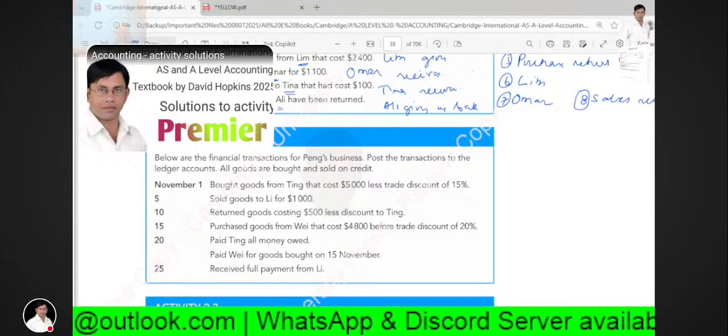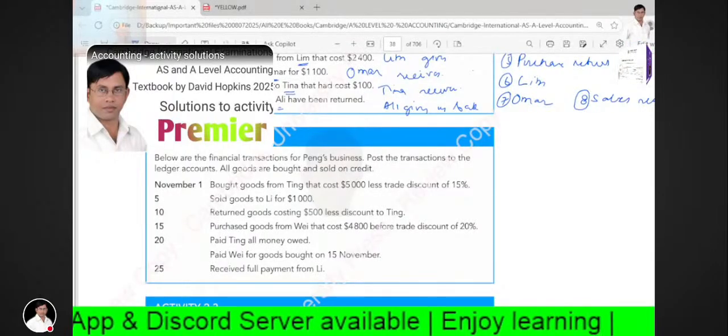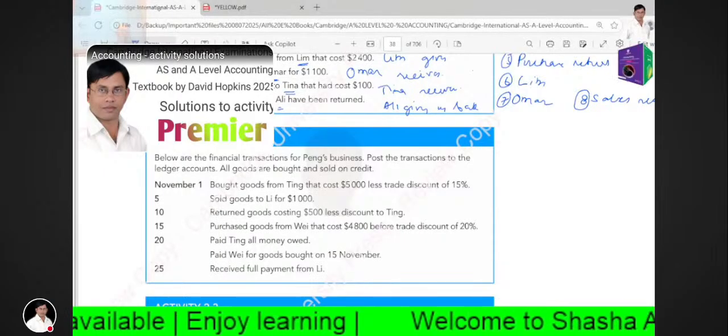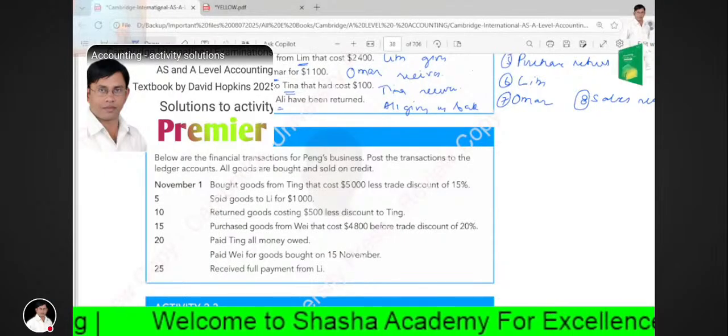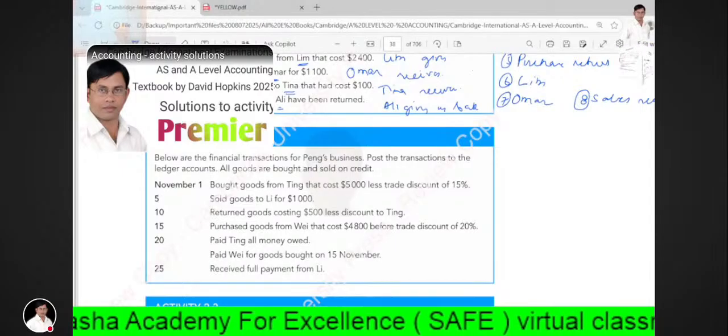So what we can do is try working on this question on our own, and in the next class we can cross check with the solution. So we will discuss this again in the next class.